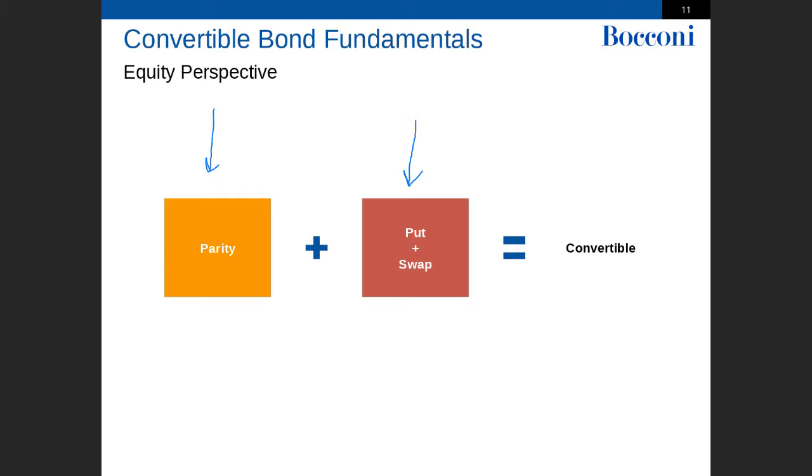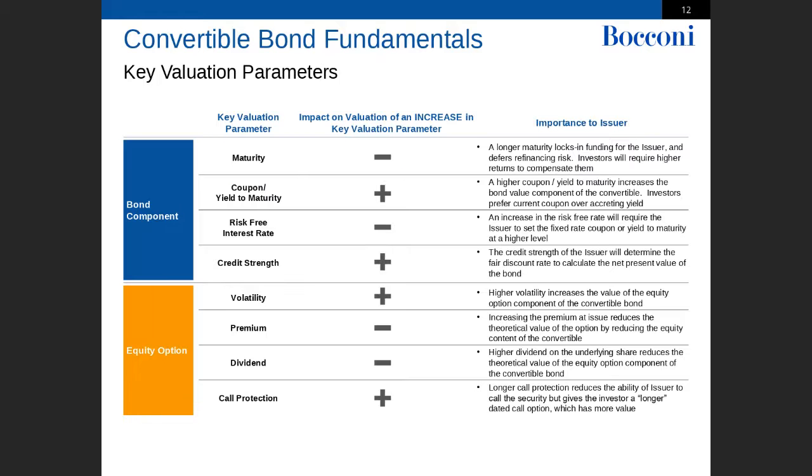So for the issuer, you reduce the value of the bond, and for the equity investors you integrate with the equity content the parity value of the bond itself. And those are the elements that I told you before. If you want to have a long maturity, that reduces the value of the bond. If you increase the coupon, that increases the value of the bond.